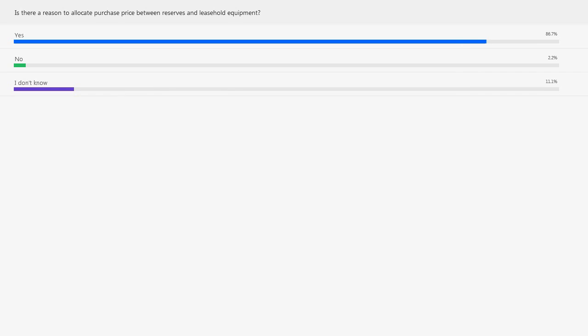All right, well, all but 2% of the people got this right. And the answer is yes, there is a reason. One is the IRS tells you you must in that statute. And as well for tax purposes, the depreciation versus the depreciable versus the depletable assets make a difference and can make a very big difference.